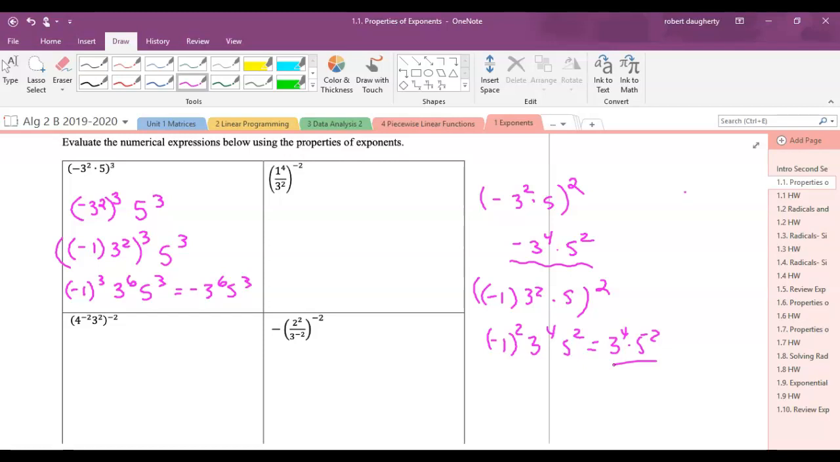What I'm saying is, if you just take this negative straight to your answer, it works when I've got an odd exponent, but it doesn't with an even, okay?